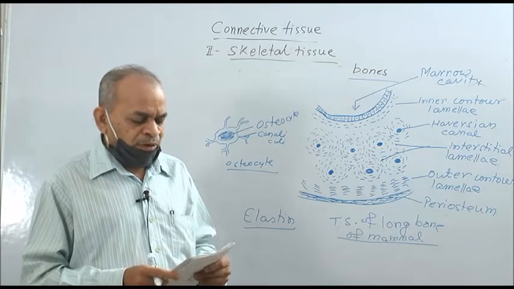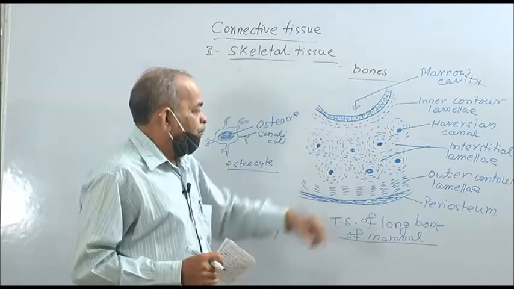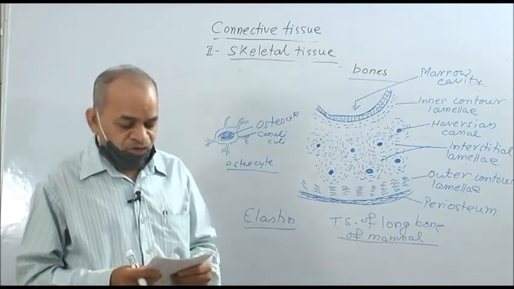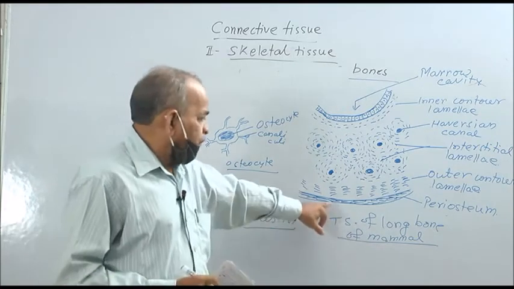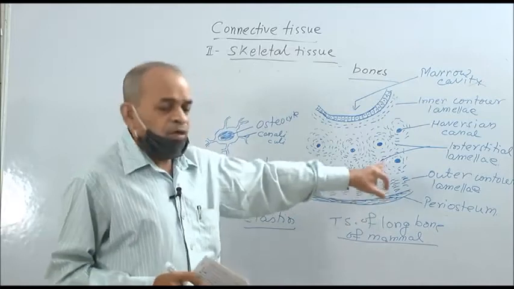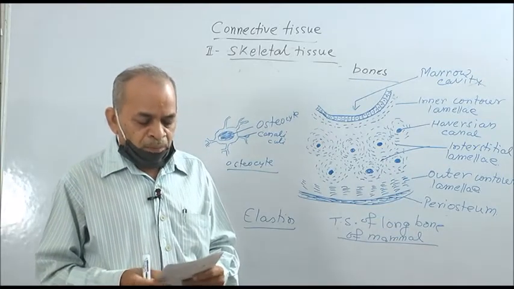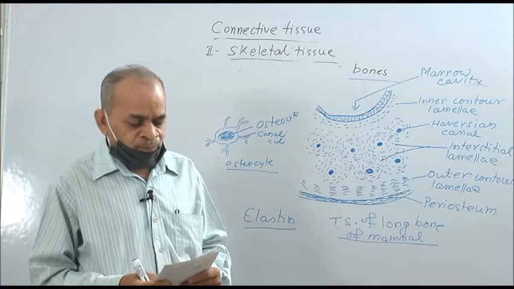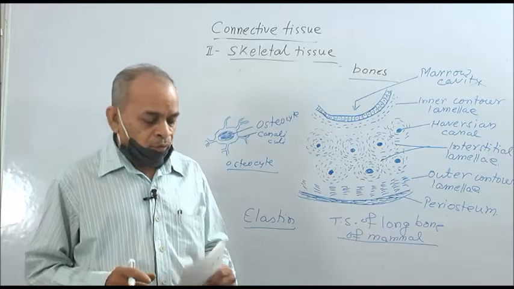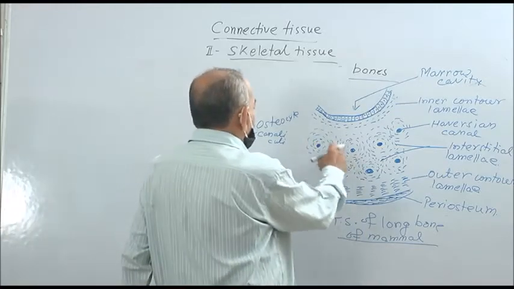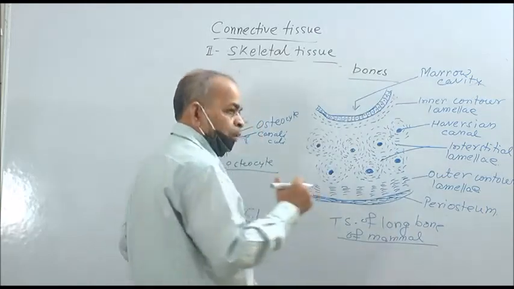The marrow cavity is lined by endosteum, and bone is surrounded by periosteum. This is the surface layer, periosteum. A number of longitudinal canals are present in the mammalian bones called Haversian canals. So these are the canals which are present lengthwise.